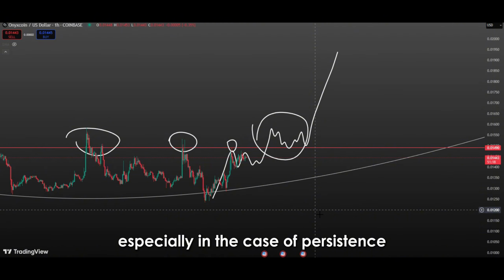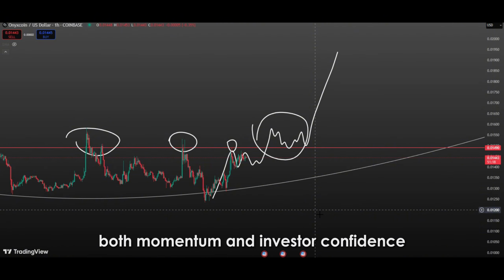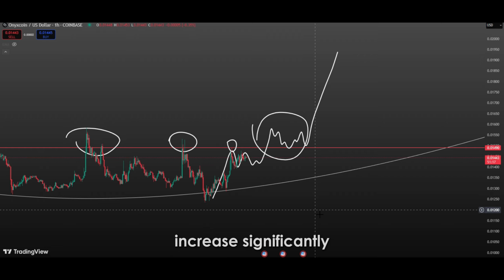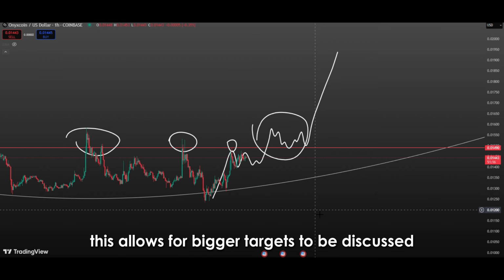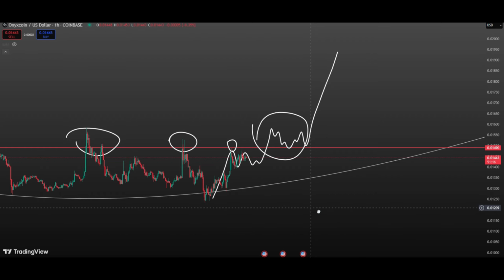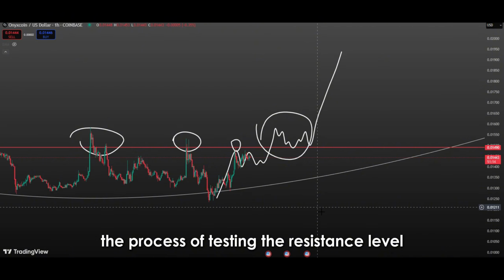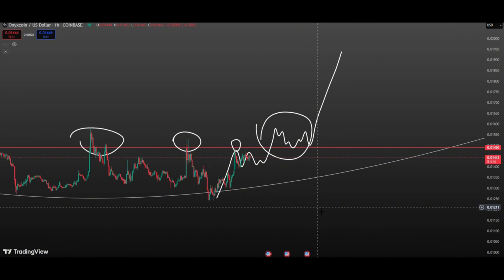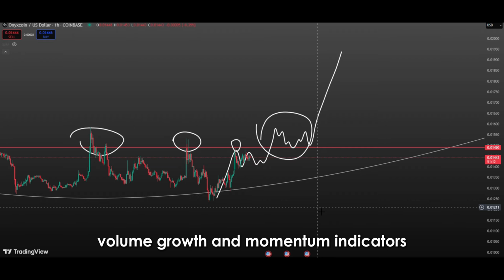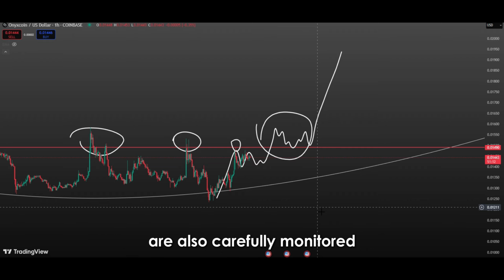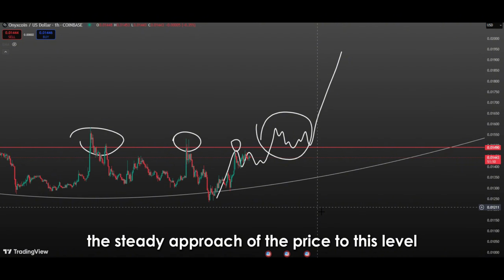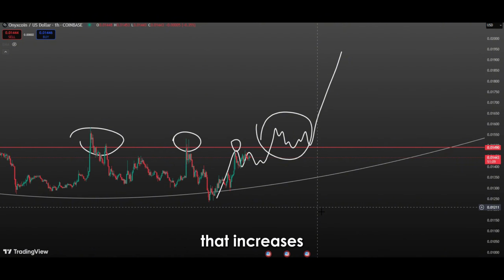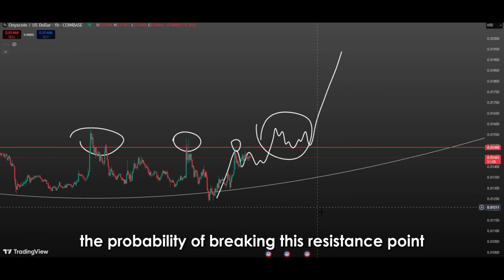Especially in the case of persistence above the resistance level, both momentum and investor confidence increase significantly. This allows for bigger targets to be discussed. The process of testing the resistance level usually takes several attempts. During these attempts, volume growth and momentum indicators are also carefully monitored. In the current situation, the steady approach of the price to this level is an important indicator that increases the probability of breaking this resistance point.